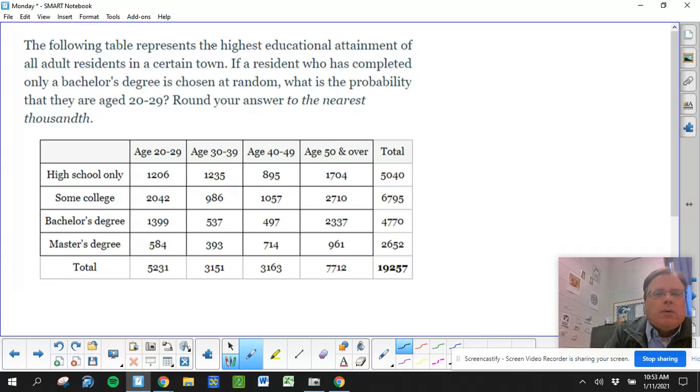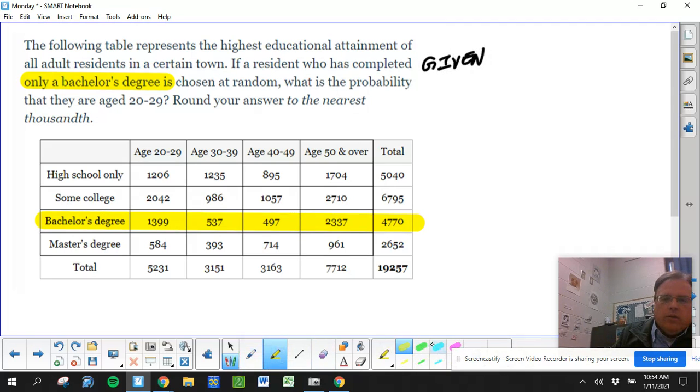The following table represents the highest educational attainment. Yeah, you told me that last time. If a resident who has completed only a bachelor's degree is chosen at random. Now, I believe we started with yellow a while ago, so I'm going to start with yellow. I'm only looking at bachelor's degrees. So I'm only looking at this yellow line. You see, that's like a given.